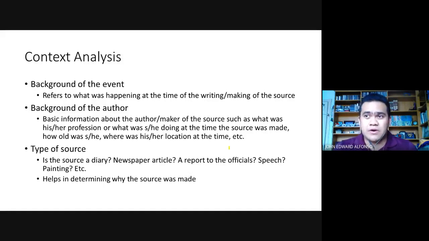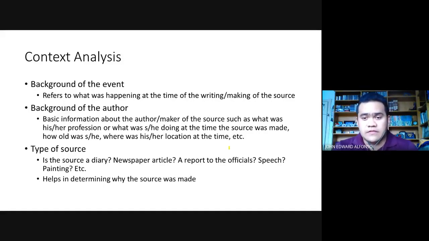Compare that to a primary source wherein the maker was actually living in Manila at that time. So we can determine which of the two sources would have more credibility: the one from the person who was living in the United States, or the one from the person living in Manila. The information from the person who was living in Manila is more credible. That is an example of determining the credibility of the source based on the background of the author.